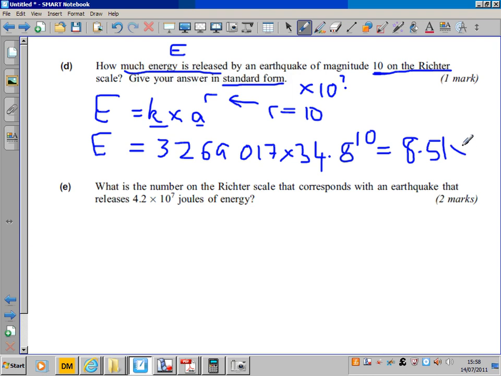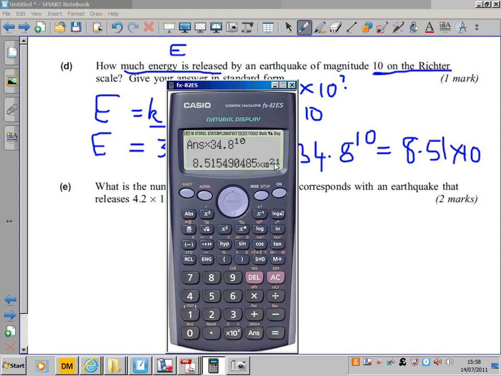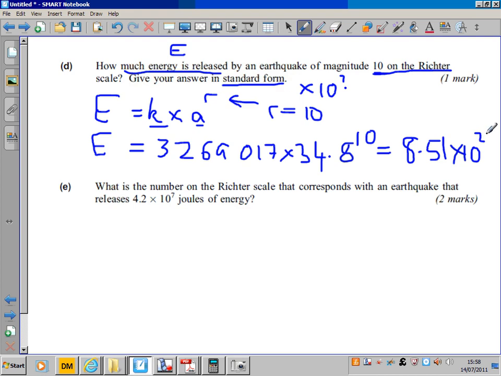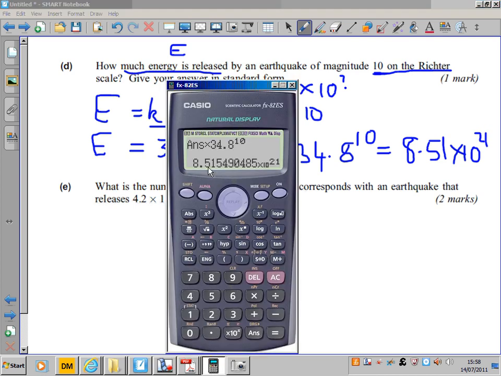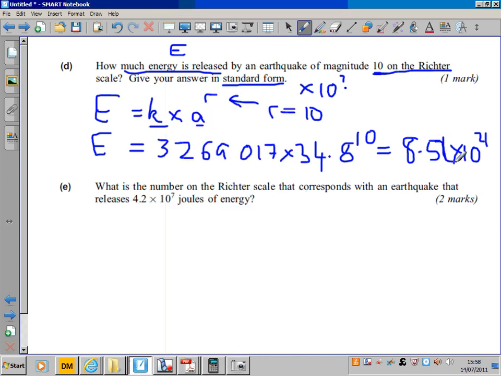8.51 times by 10 to the power of 21. And actually, if I'm a bit more careful about my rounding here, that should be 8.52, because this rounds that value up there to a 2. So 8.52 times 10 to the power of 21.